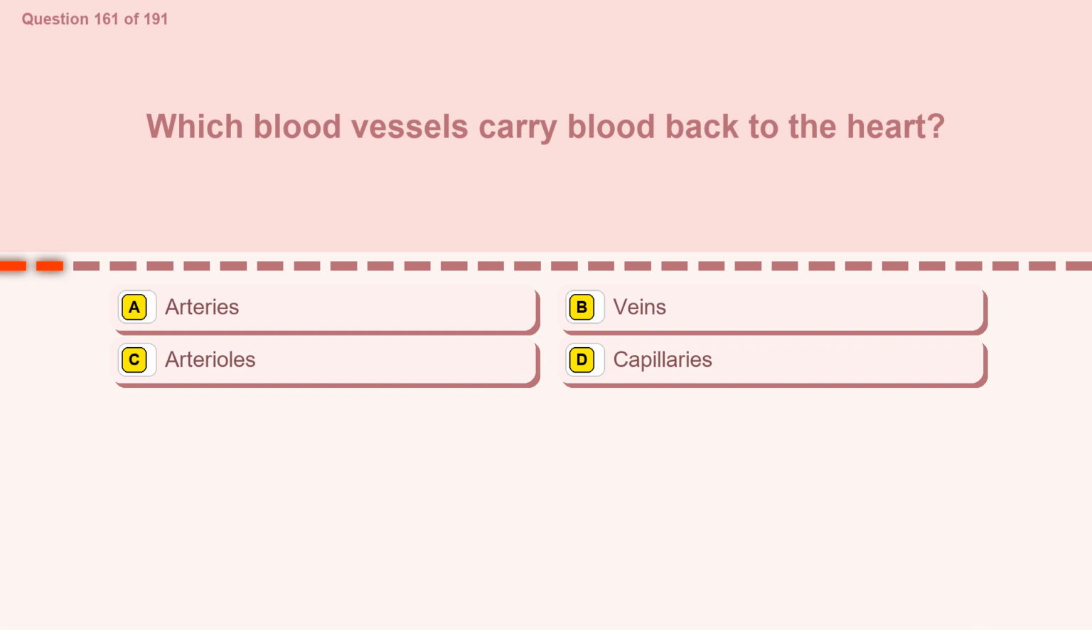Question 161. Which blood vessels carry blood back to the heart? Option A, arteries. Option B, veins. Option C, arterioles. Option D, capillaries.